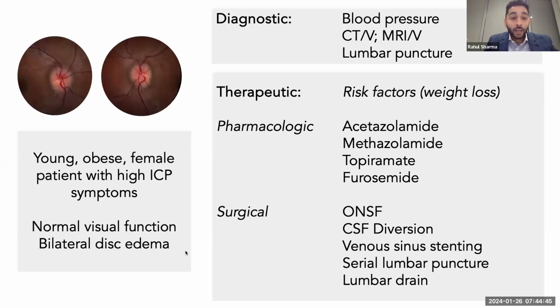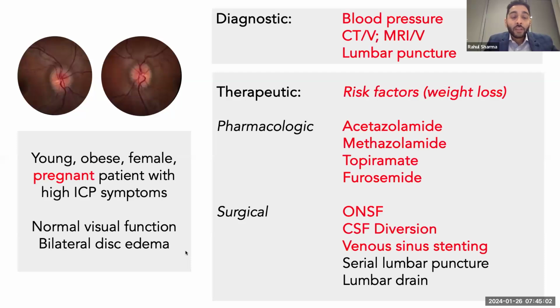To tee up Yusuf for his portion of the talk, I'll ask you to consider a classic IIH case, a young overweight woman with high ICP symptoms, normal visual function, bilateral disc edema, and we know what to do in these cases diagnostically, and we know what our therapeutic options are. But all of a sudden, if we make this patient pregnant, you can see how the situation becomes quite a bit murkier. We're wondering about the role of gestational hypertension.